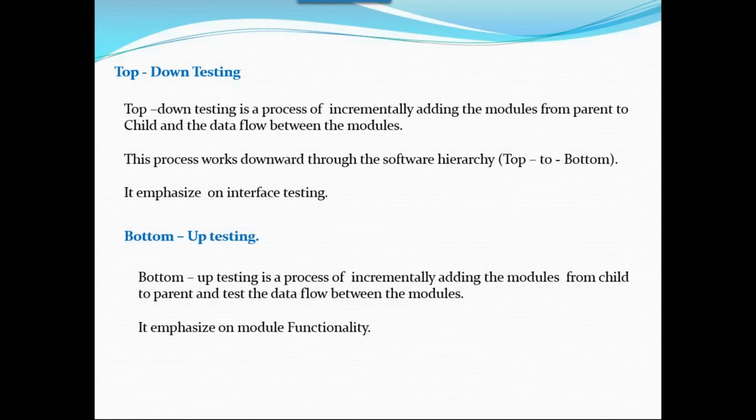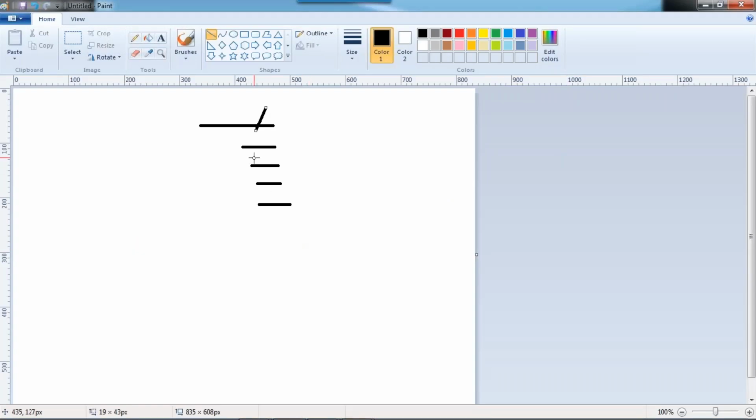There is a parent link, and we are adding to what? To the child. Okay, and the data flow between the modules, again, we need to check. See, integration means what? We need to check the communication and data flow between the modules only. We need to check.